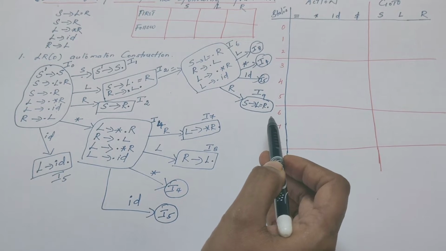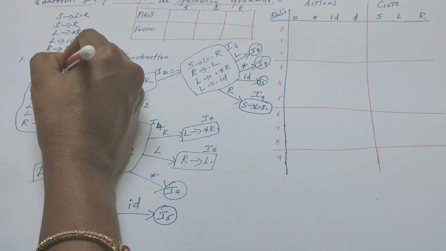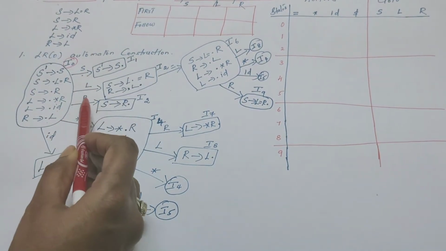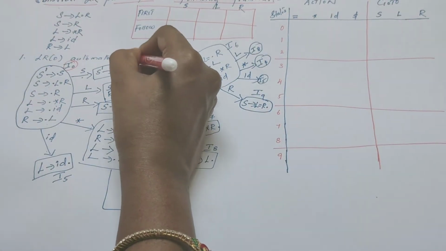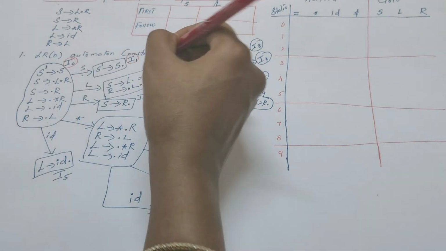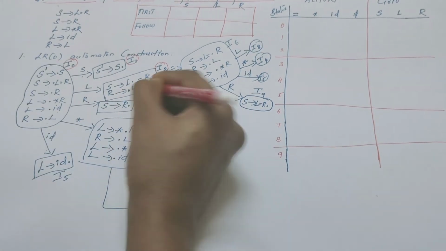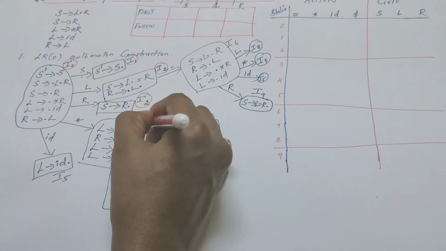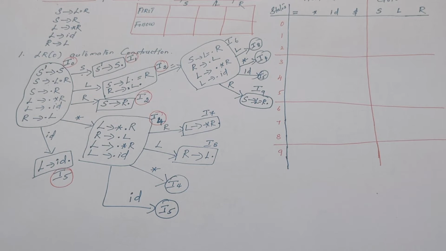Let us go through the states once again. This is I0. From I0 we define transitions on S, L, R, star, ID. Correspondingly on S it went to I1. From I1 further we can't make any transition. From I0 on reading L, it entered into the state I2. On R it entered into the state I3. From I3 no transitions further. On star it entered into the state I4. On ID it entered into the state I5, isn't it?